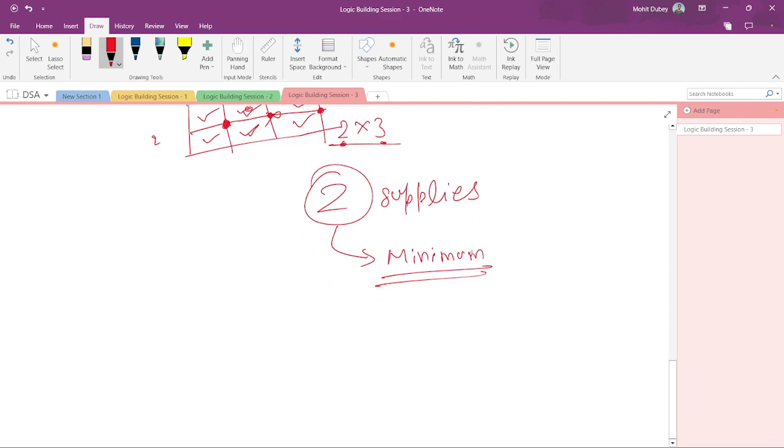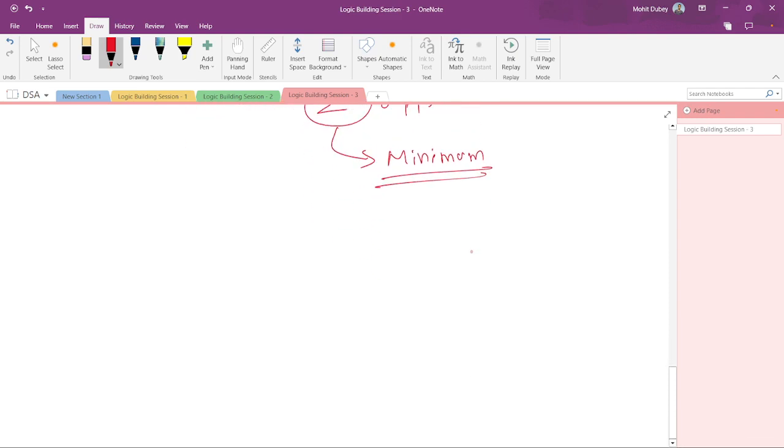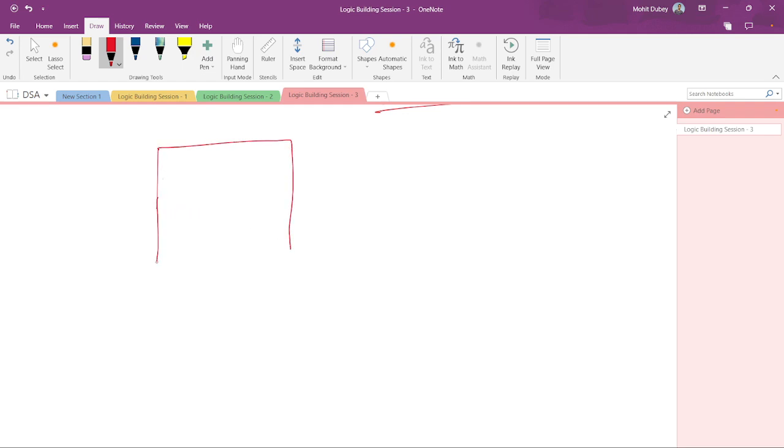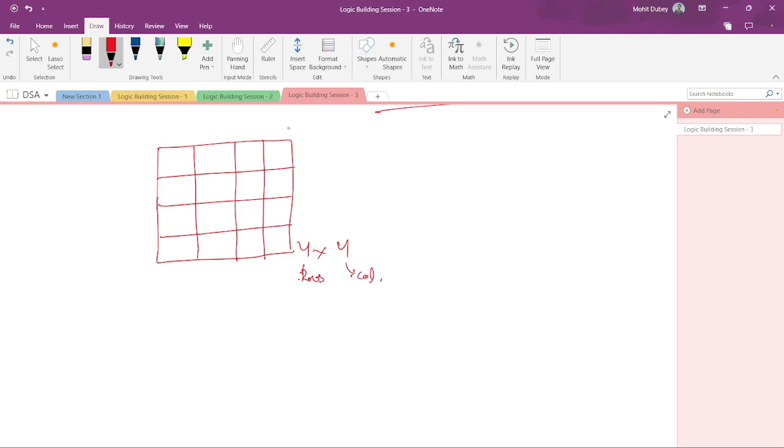Yeah, so this is. Okay, let's consider one more example. What if it is a 4 cross 4 grid? So it is like this, 1, 2, 3, and 4. So this is a 4 cross 4 grid. 4 is again the rows, and this is the columns. This is 4, this is 4.